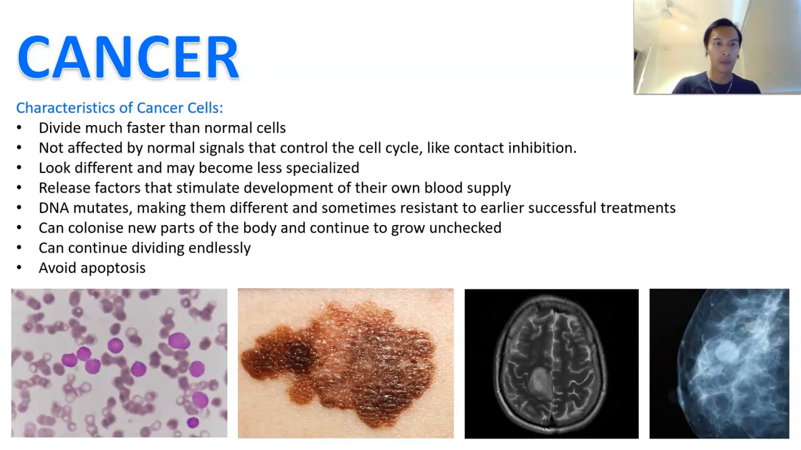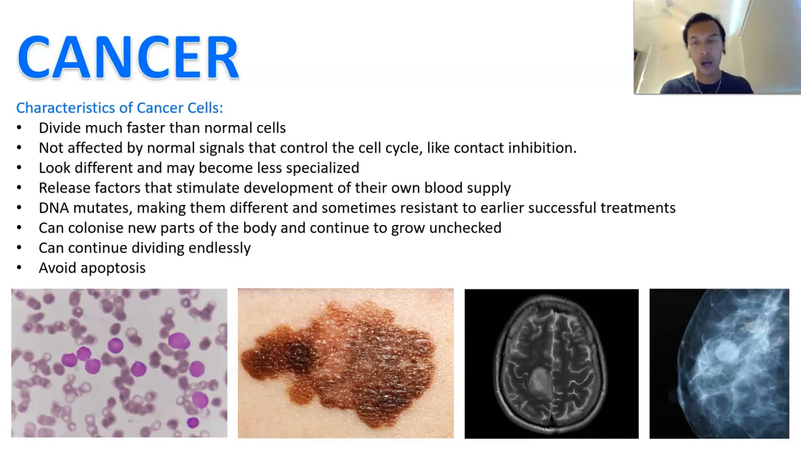The cancer cells also release factors that stimulate the development of their own blood supply, right? That's because as the cells divide, they need the nutrients from the blood to do that, and so they stimulate the development of their own blood supply so they can keep growing and dividing endlessly.